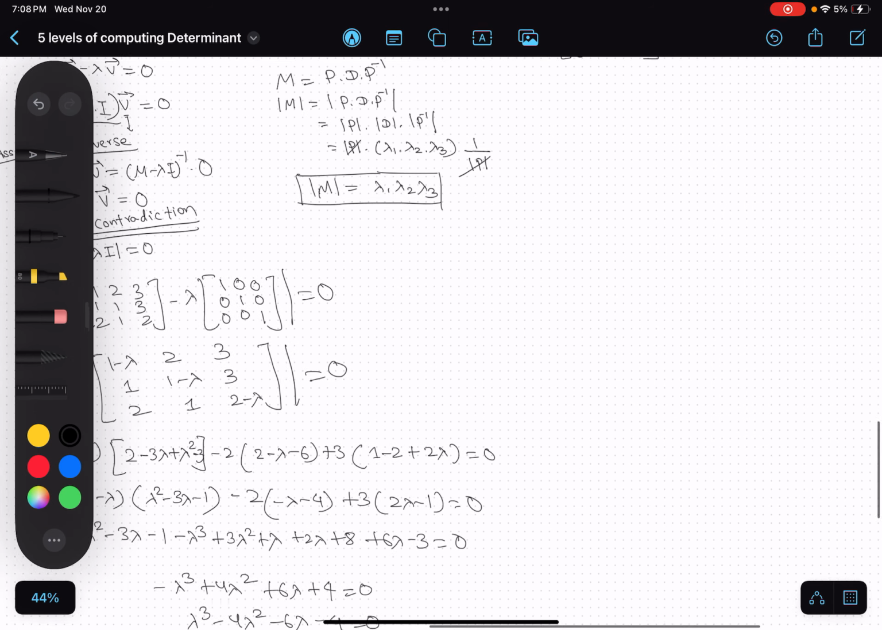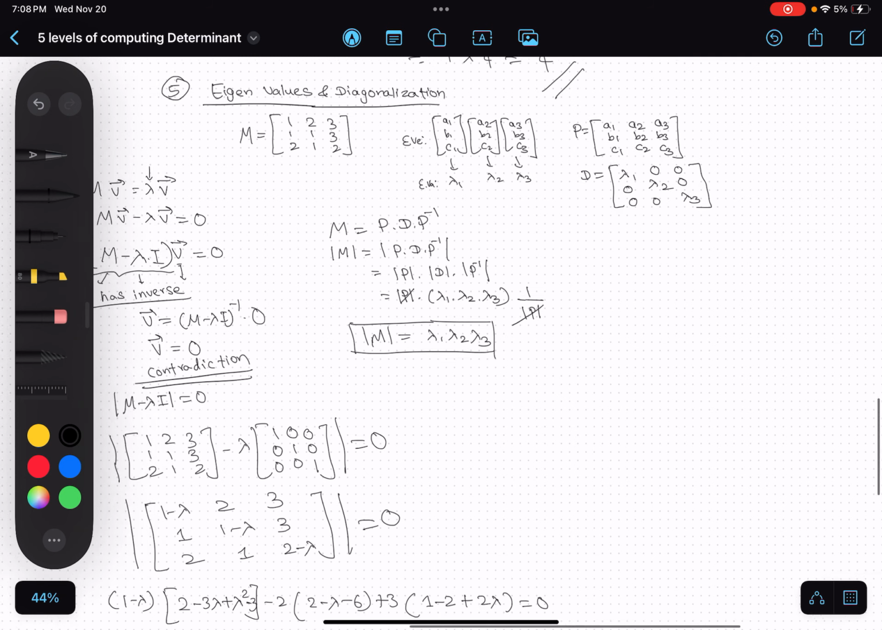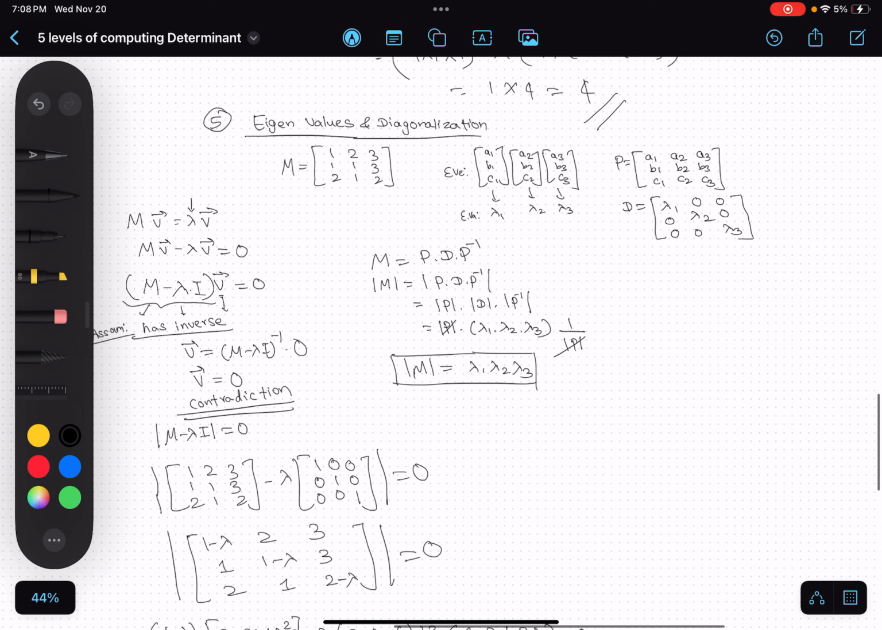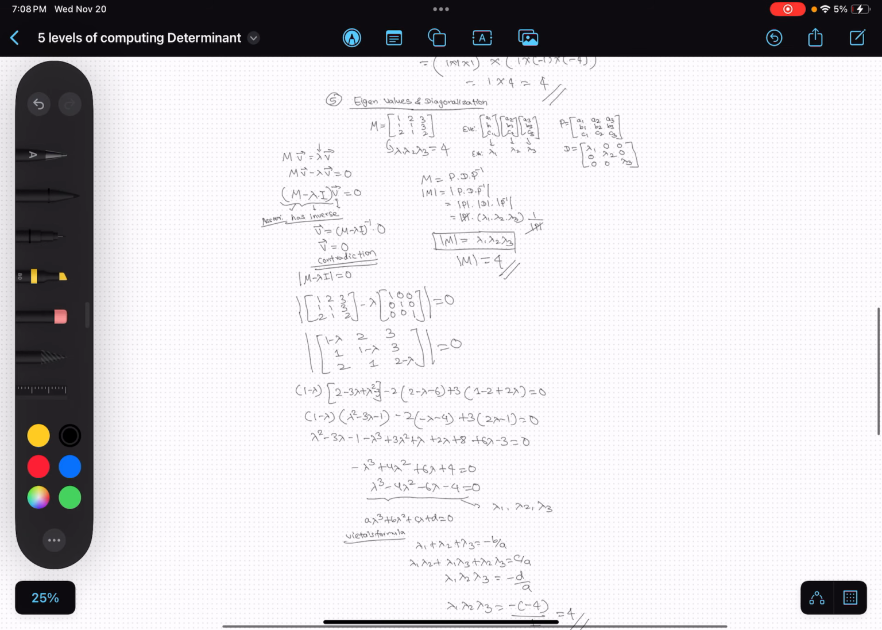And therefore, we know that the product of the eigenvalues for this matrix is just 4. So its determinant is just 4. And that's how we calculate it by this method.